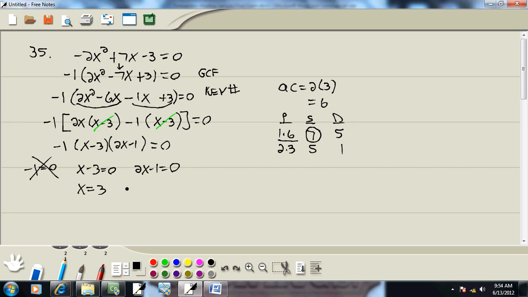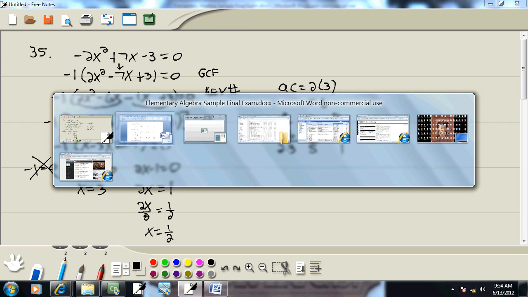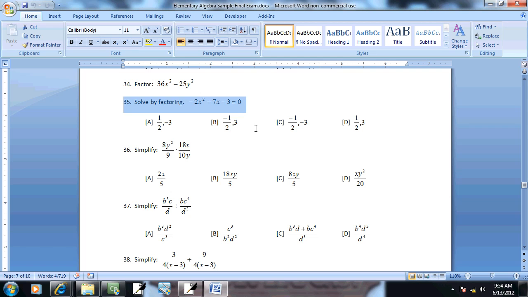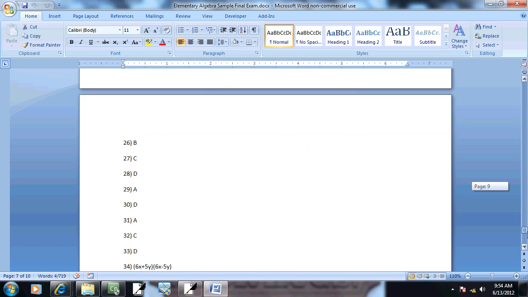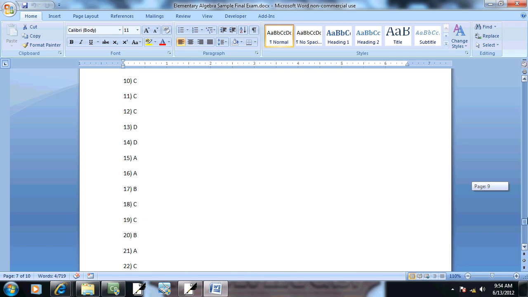So take negative 3 to the right side, becomes a positive 3. Here, take negative 1 over, it becomes a positive 1. Divide both sides by 2. And we get x is equal to 1/2. So our answers are 3 and 1/2. 3 and 1/2 would be D, as in David. So let's go check that. 35D. And that checks out.